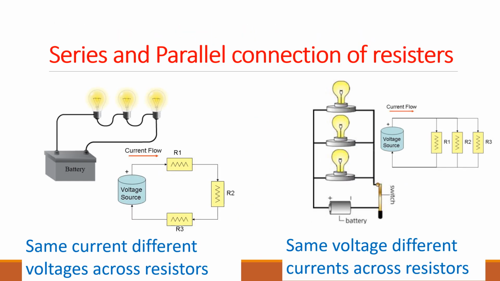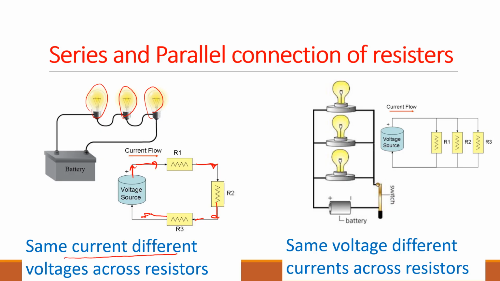Resistors can be connected in different ways in a circuit. If the resistors are connected like this, with these 3 bulbs connected in a line, we call the resistors to be in series. When the resistors are in series, all 3 resistors in this example have the same current. So when the resistors are in series, we have the same current across the resistors.